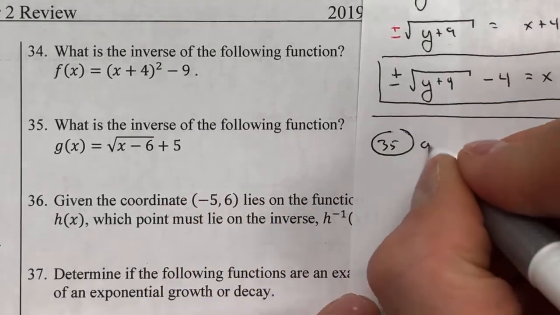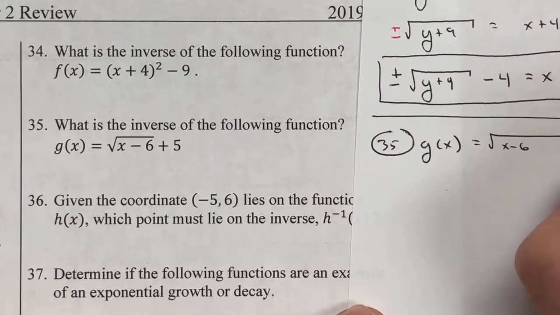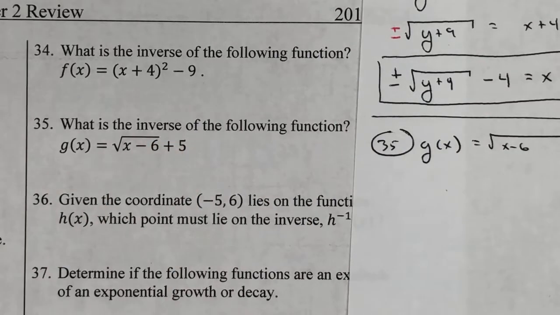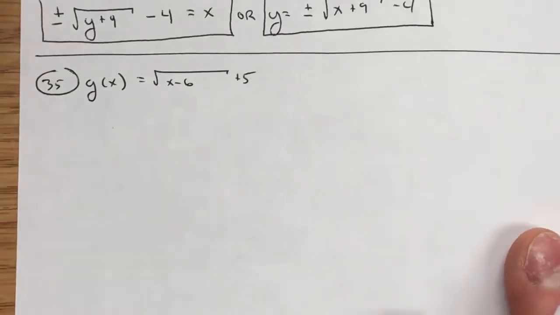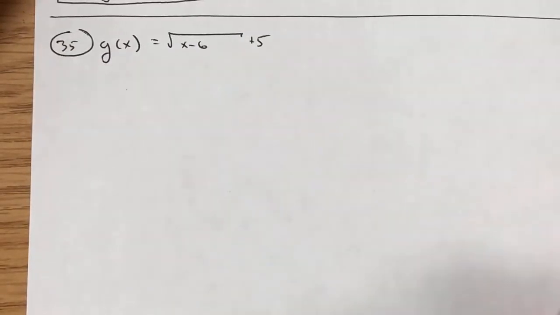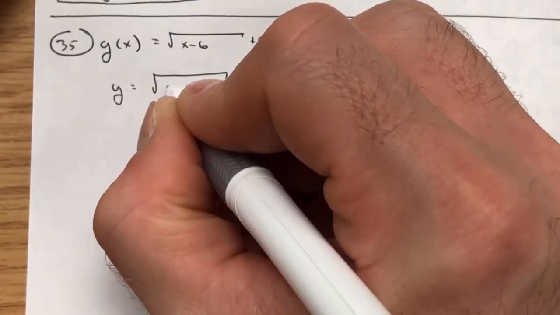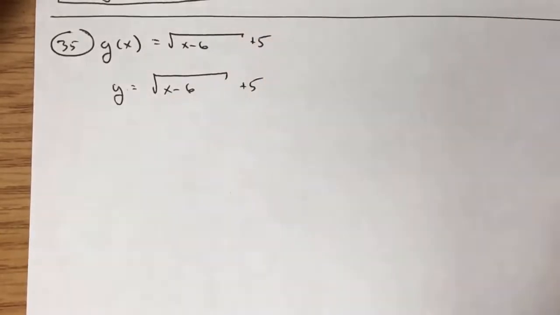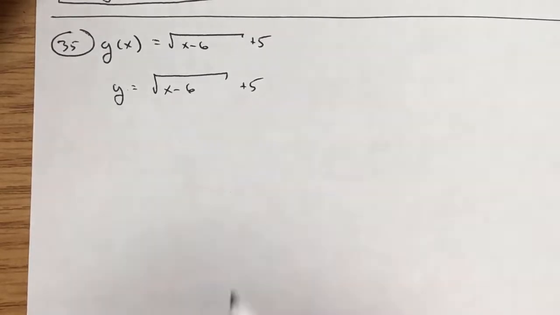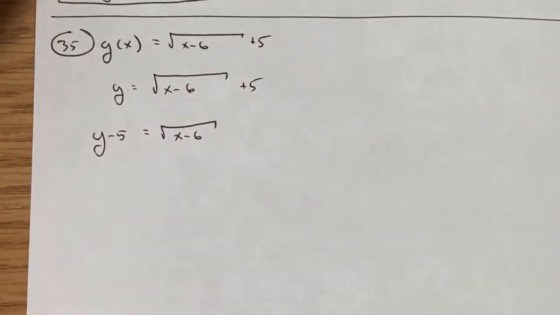Okay. So g of x is equal to the square root of x minus 6, plus 5. Again, this is just asking for the inverse. It's not asking for the inverse function. So we know that even if I have something that would not be a function, we're okay to do the inverse. So our first step is to rewrite it as a y value: y equals the square root of x minus 6, plus 5. And I'm going to slowly work my way in and solve for this x, which means I'm going to subtract the 5. So y minus 5 equals the square root of x minus 6.